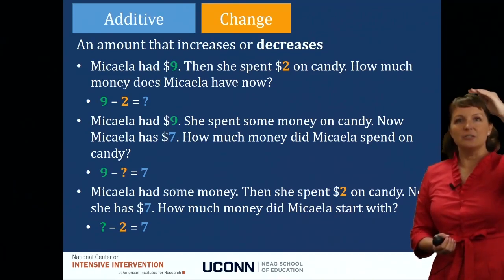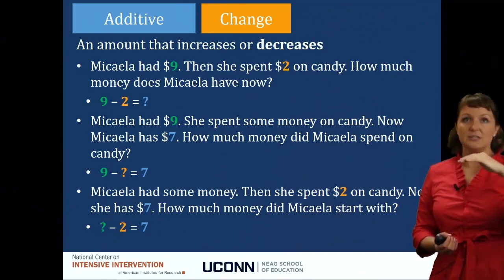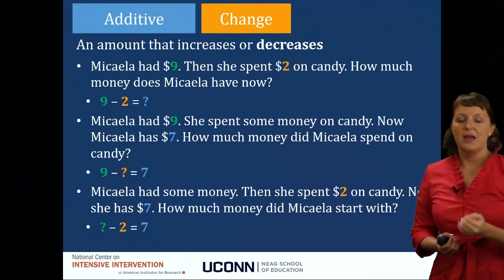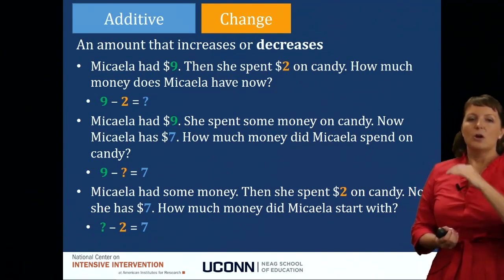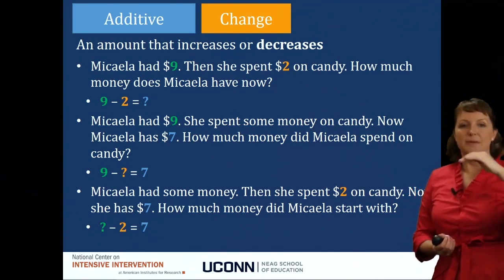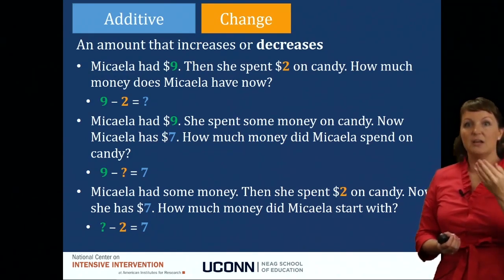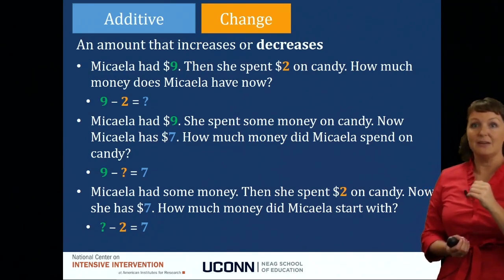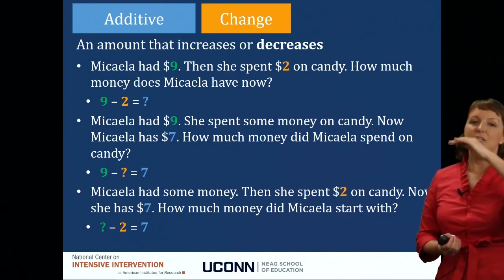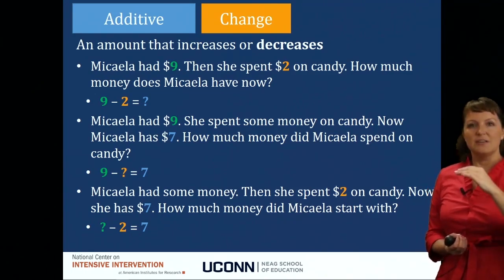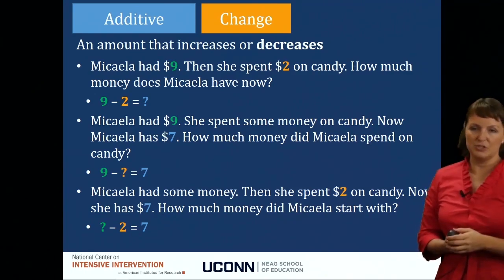Michaela had $9, then she spent $2 on candy, so her amount of money is changing. How much money does she have now? Or Michaela has $9, then she spent some money, now she has $7. How much money did she spend on the candy? Or Michaela had some money, then she spent $2, now she has $7. How much did she have to start with?